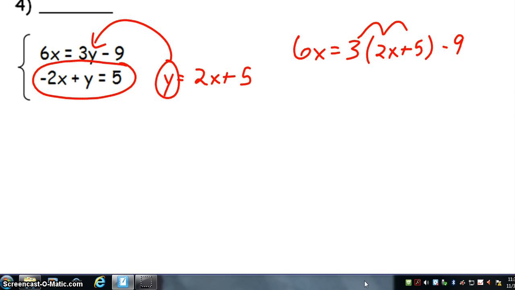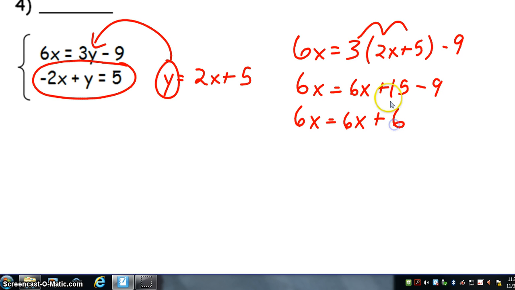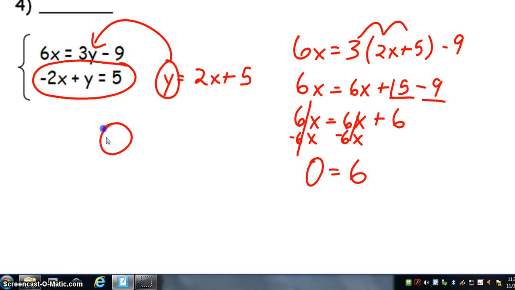Distribute to get rid of your parentheses. 6x equals 6x plus 15 minus 9. So 6x equals 6x plus 6, putting my like terms together. Get my x's to one side, I would subtract 6x. When you do that, the x's do cancel. So that would leave me with 0 equals 6. Because the variables cancel, that is a special case. Because 0 does not equal 6, that would be the special case that is a false solution. So the final answer is no solution.